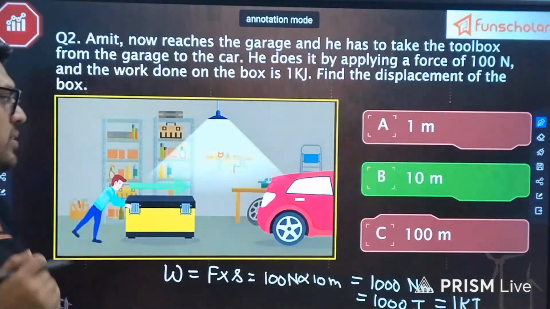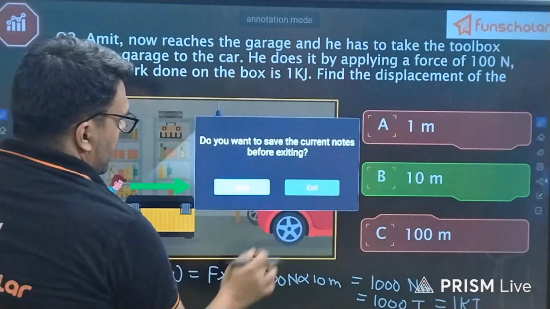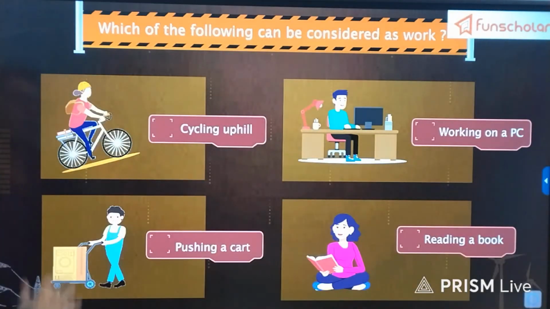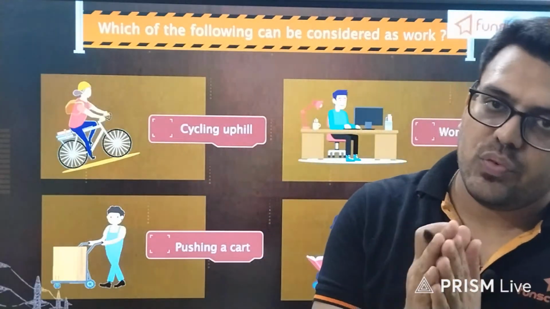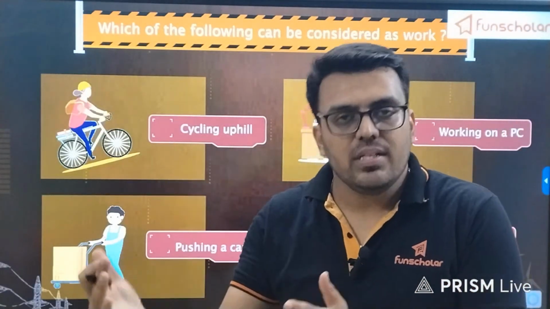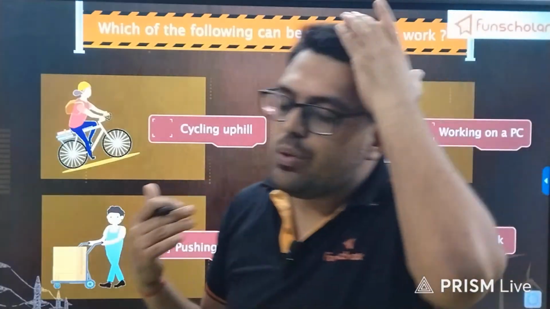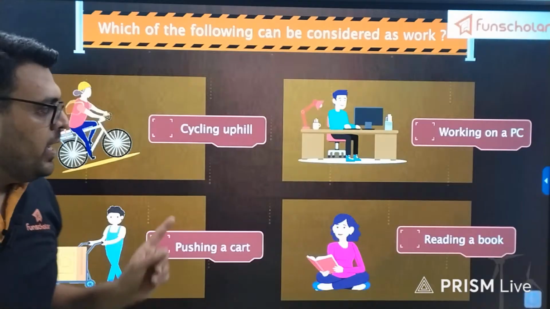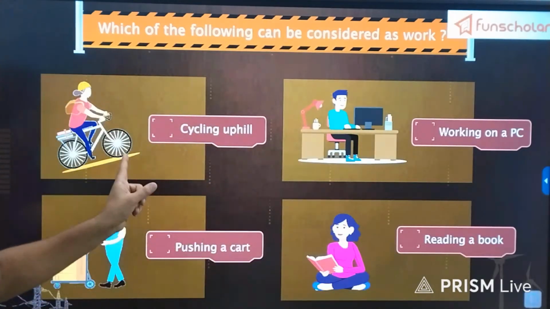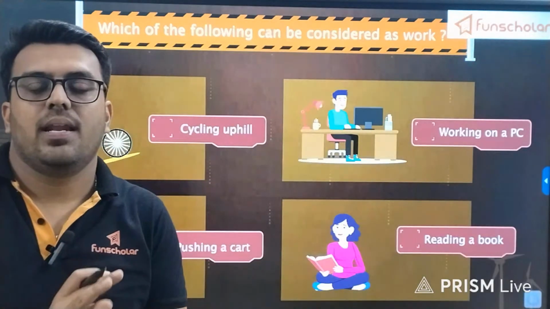Is it clear, students? Very good. Now let's try to interpret this situation. We have understood what is work. We have solved work-done numericals. We have tried to solve 2 questions till now. And let's try to give it a theoretical and application based analogy.